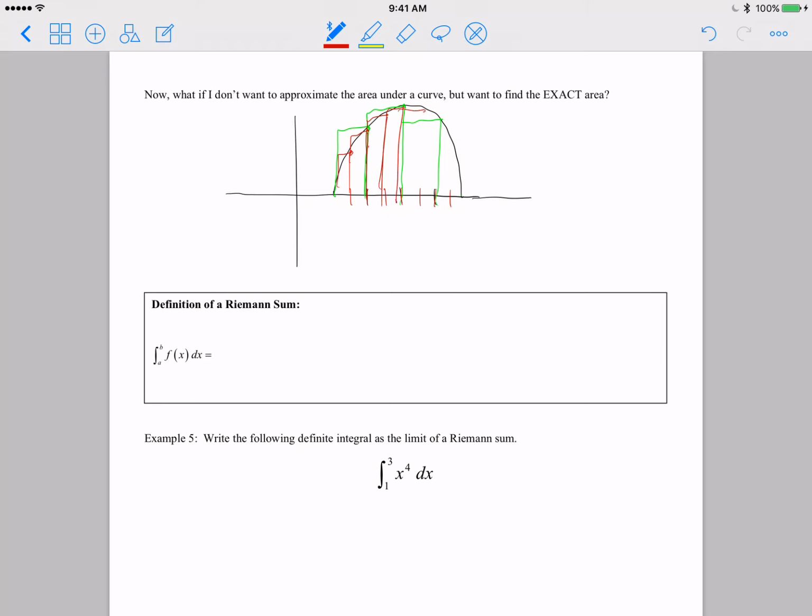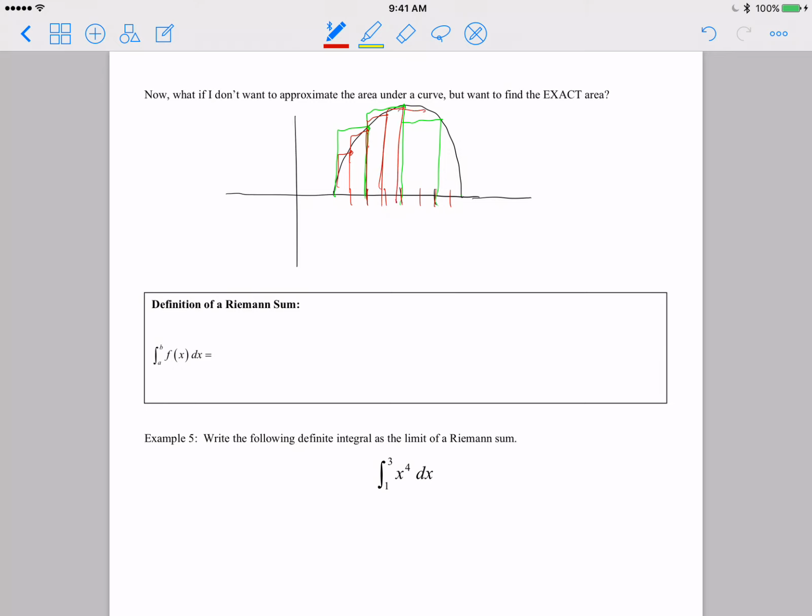Now let's see if I can try a different color here, maybe an orange, if that will show up. Okay, so if I try an orange and double them again, so I go here, here, in between all of these, then what you're going to notice is that I'm going to get much closer to the actual area. So I'm doing these rectangles, basically in the middle of all of these.